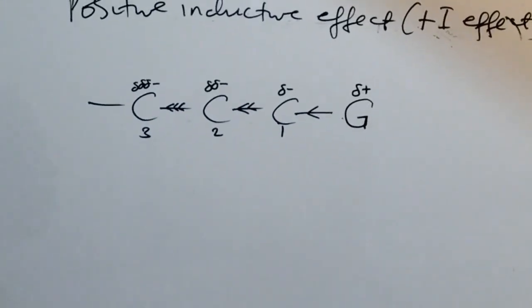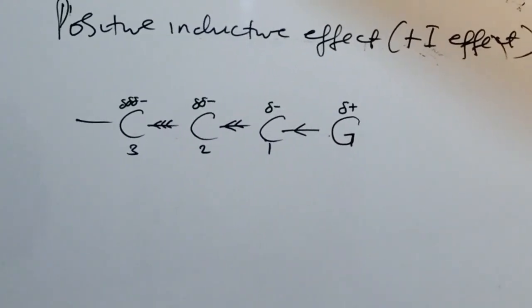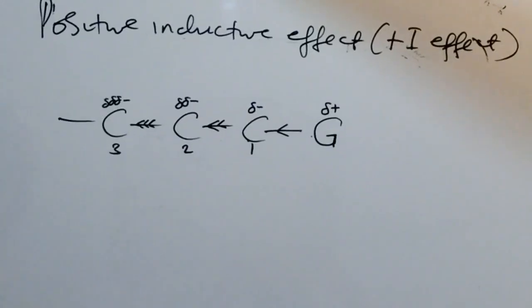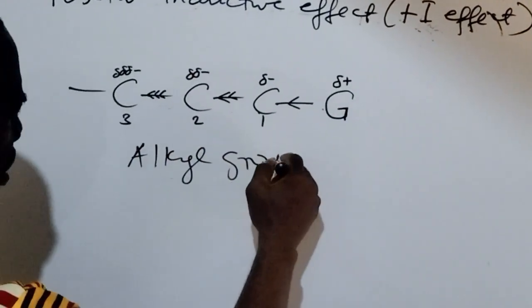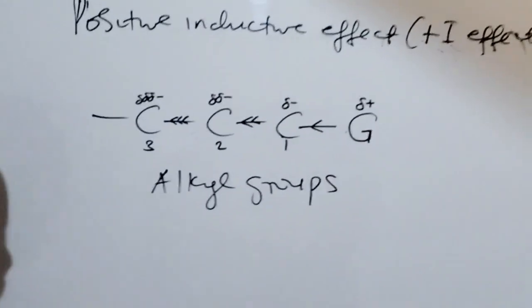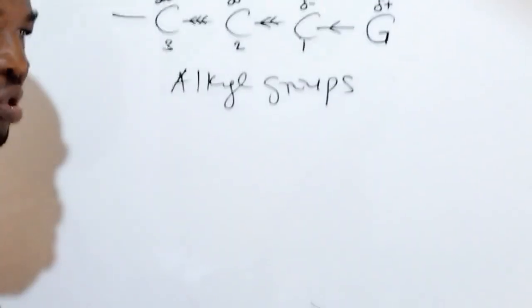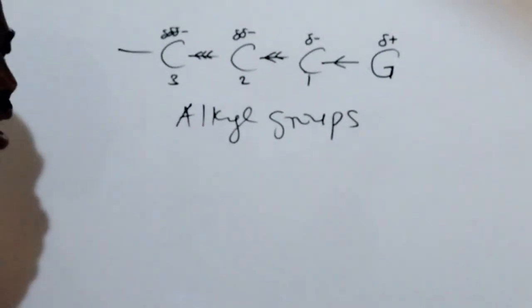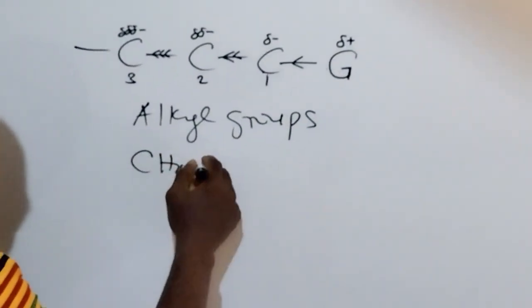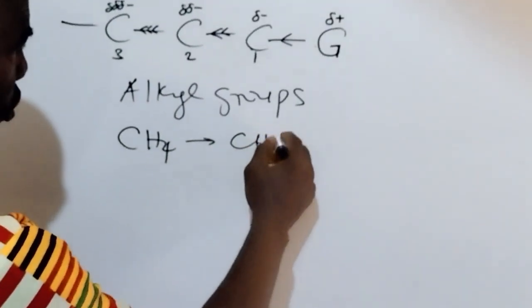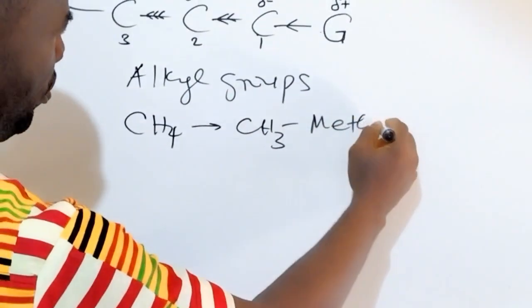Now, what kind of groups normally have a positive inductive effect? Normally, the alkyl groups. The alkyl groups have positive inductive effect. An example of an alkyl group, from your basic chemistry: an alkyl group is a group formed when an alkane loses one hydrogen atom. For instance, methane, when it loses one, it forms methyl. So this methyl is an alkyl group.